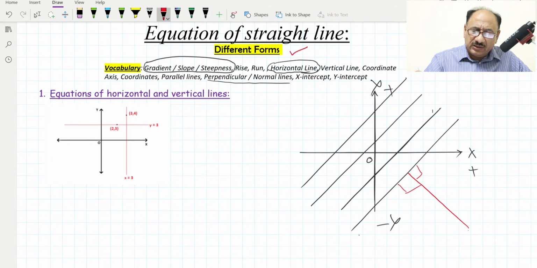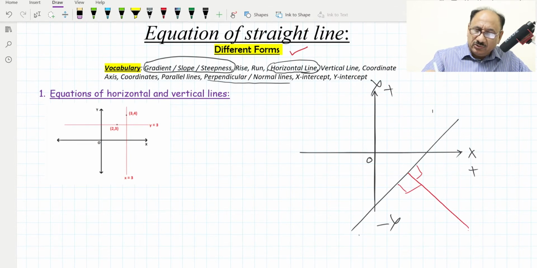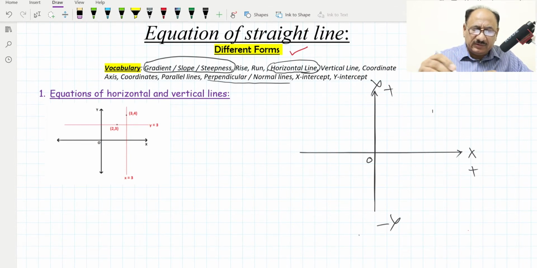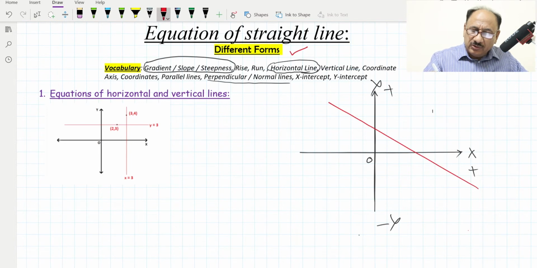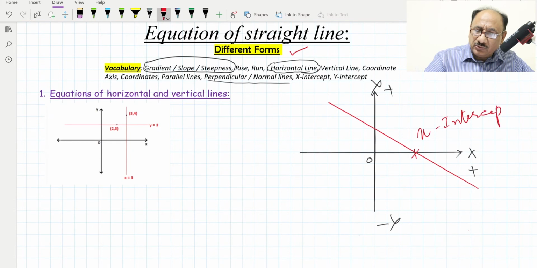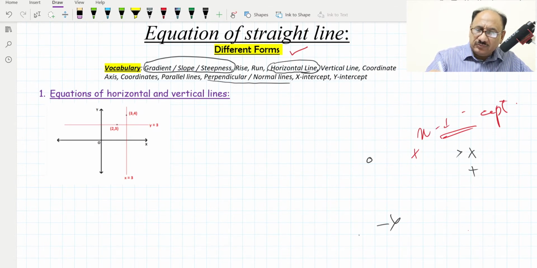Then what else we have to discuss is the x-intercept. The x-intercept is what? If we draw a line like this one, this point is the x-intercept. So we can write it as x-intercept, and this point will be the y-intercept. So we have discussed what the x-intercept and y-intercept are. These are the basic vocabulary terms which we have gone through.